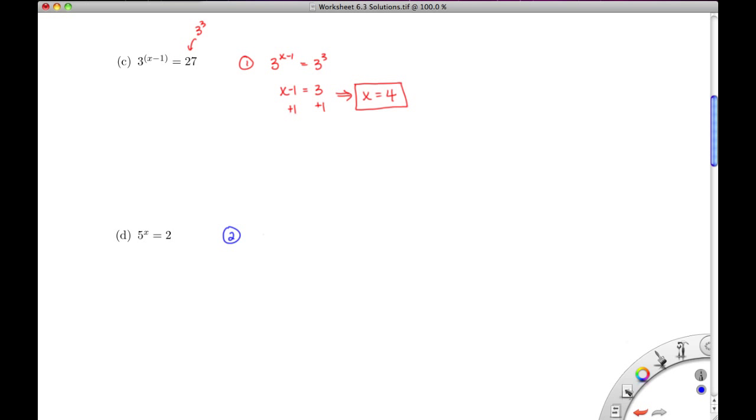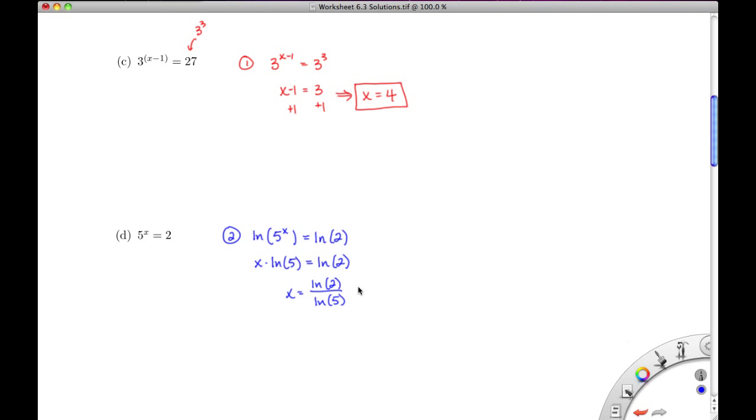What we're going to do is take the ln of both sides. Take the ln of 5 to the power of x. We'll take the ln of 2. And we'll utilize properties of logarithms. So we can write this as x times the ln of 5 is equal to the ln of 2. We'll then divide both sides by the ln of 5, and we get that x is equal to the ln of 2 divided by the ln of 5.